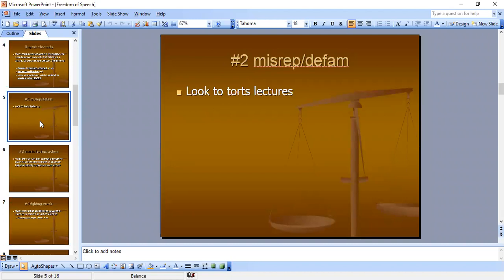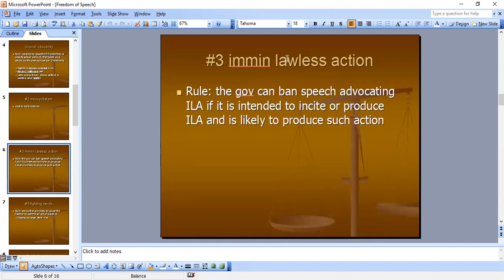Next one, misrepresentation or defamation is a tort, so look to your tort lectures for that. Imminent lawless action. The rule: the government can ban speech advocating imminent lawless action if it is intended to incite or produce imminent lawless action and is likely to produce such action. So I've seen some MBEs on this one also. Fighting words are next.